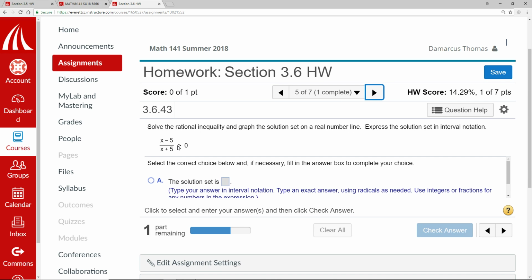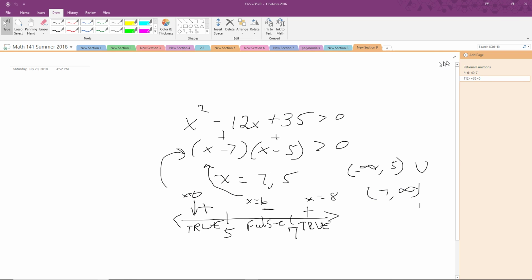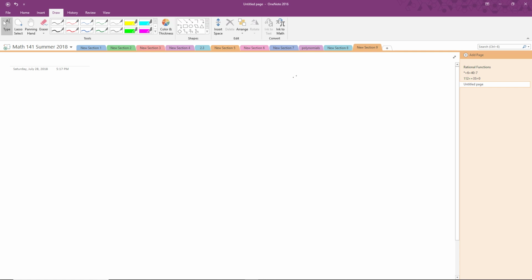And then this one. This is a good problem. We're getting the 2 critical values will be 5 and negative 5. All right, let's see if we can actually do this problem. So it was x minus 5 on top, and then x plus 5 on bottom. And I believe we were checking to see if it was greater than 0.